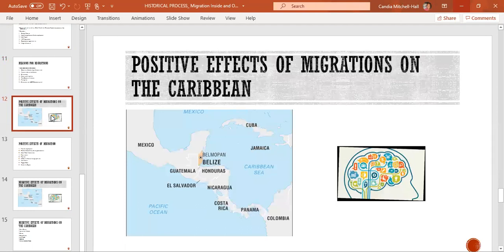Now, ladies, what are some of the positive effects of migration? Positive effects. Sir, for the persons who migrate for educational purposes, when some of them come back to their homeland country, they can be able to better their country. Yes, so they come back with the expertise. Very good. Excellent. Any other point, ladies?